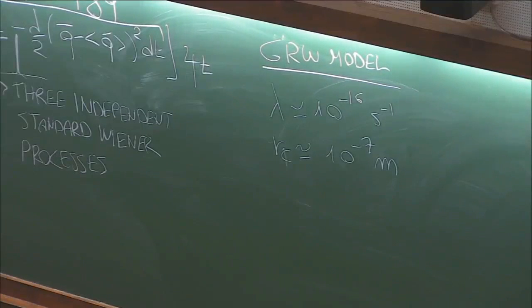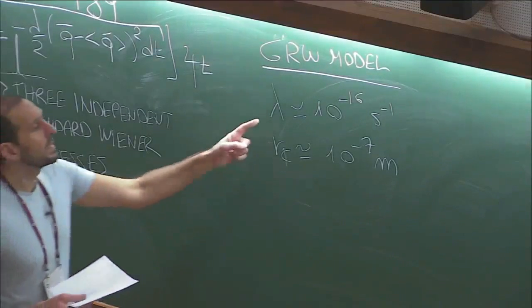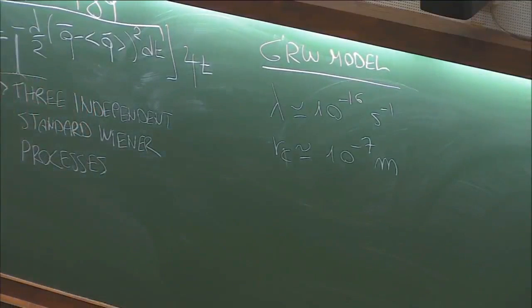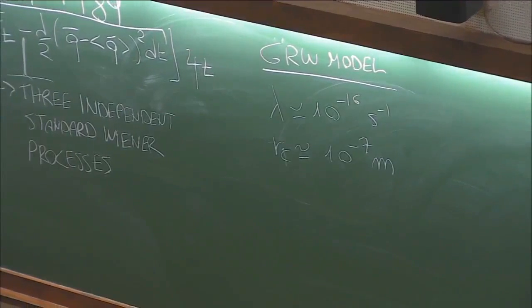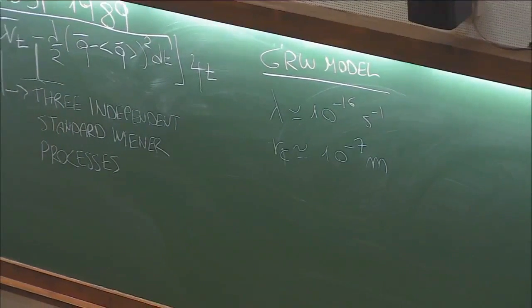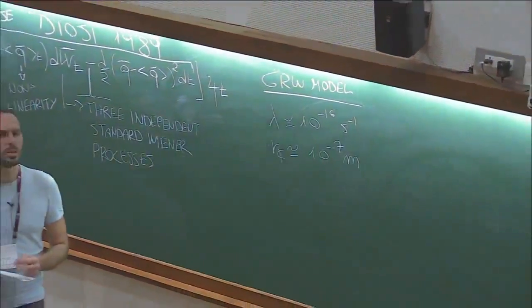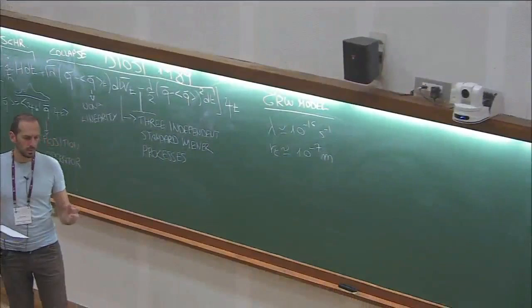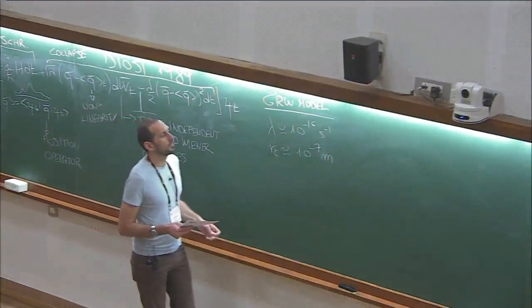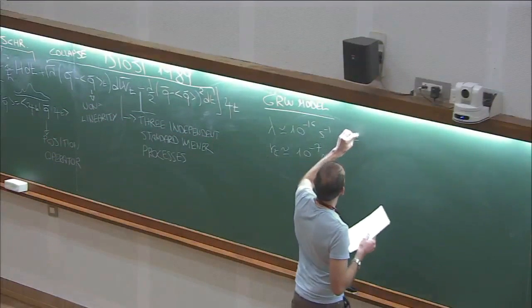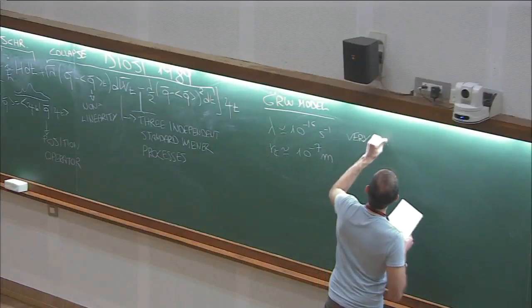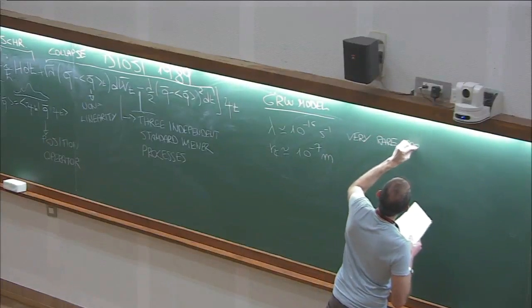So lambda is 10 to the minus 16 Hertz. What does it mean? That for a single particle, a jump occurs once every 10 to the 16 seconds, which is a time span longer than the age of the universe. So basically, a single free electron alone in the entire universe will never see a jump. It's very unlikely that it will see a jump at some point. So it's a very, very rare process.